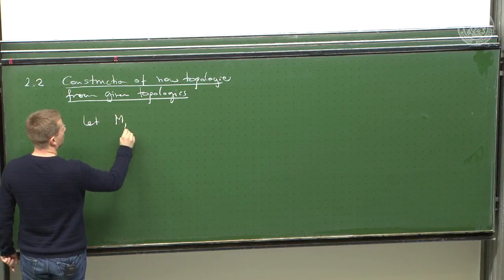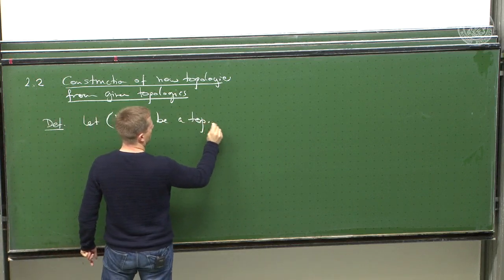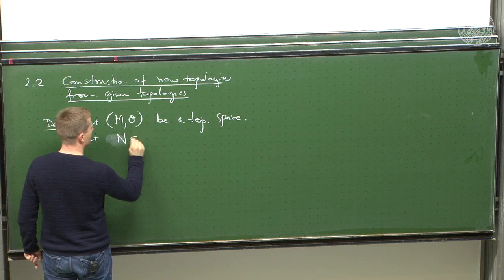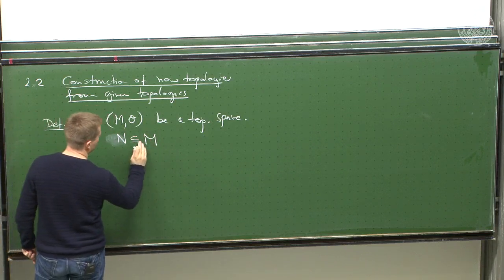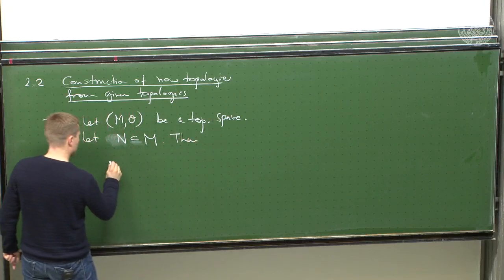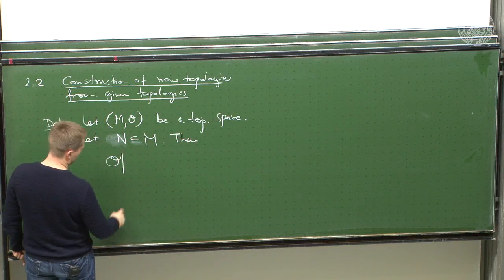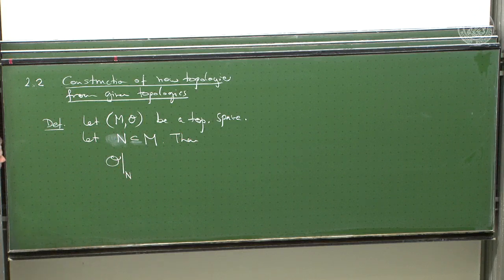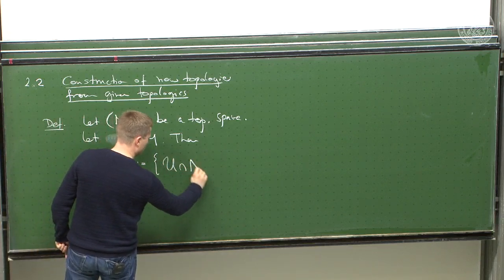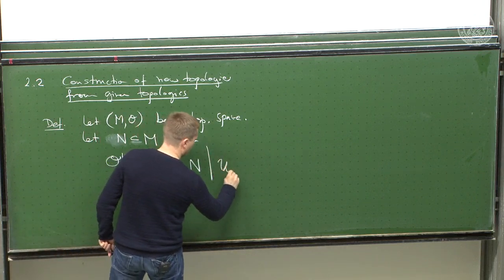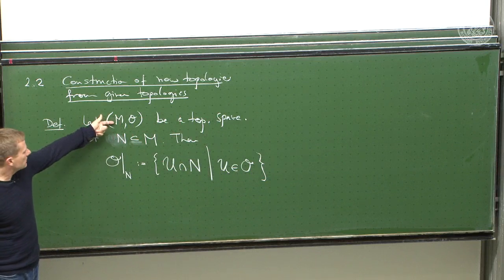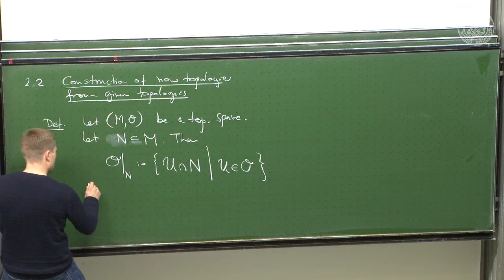So let (M, O) be a topological space, and let N, capital N, be a subset of the space M, let's say a proper subset of M. Then the following object, O stroke down N, that's a totally new symbol, is defined as the following set: the intersection of U with N, N being the subset, for all U that lie in the topology O on the bigger set M. Then this thing is a topology.